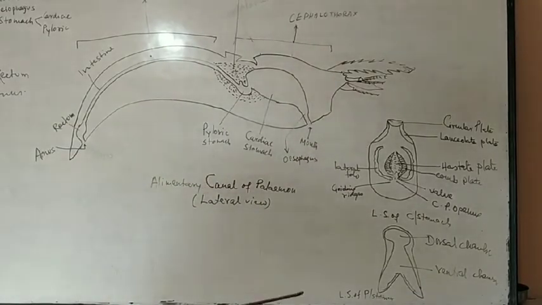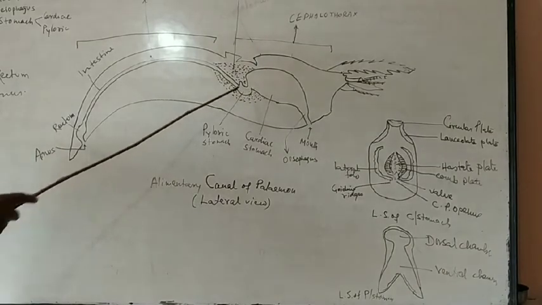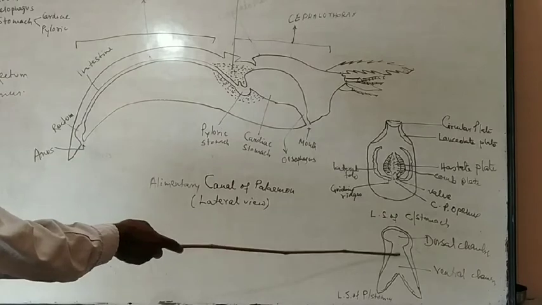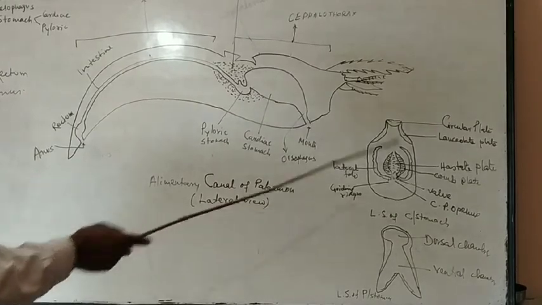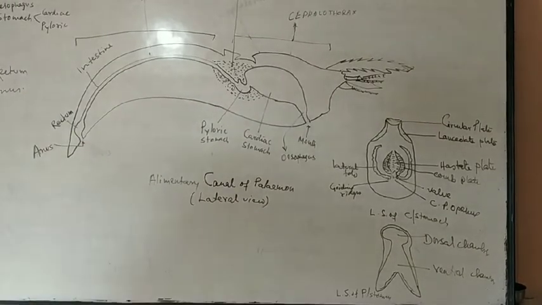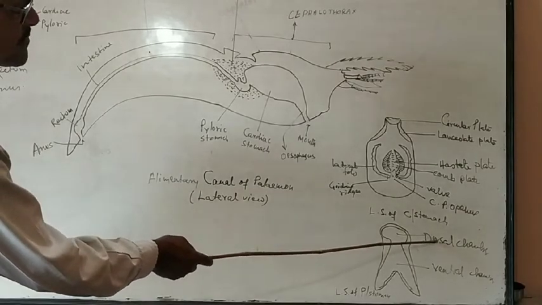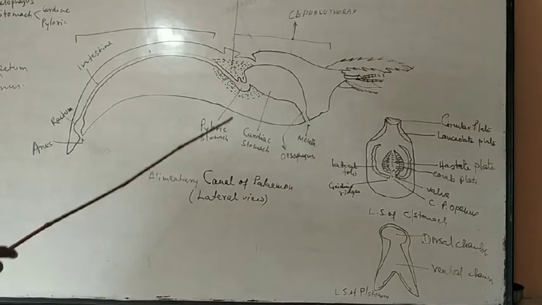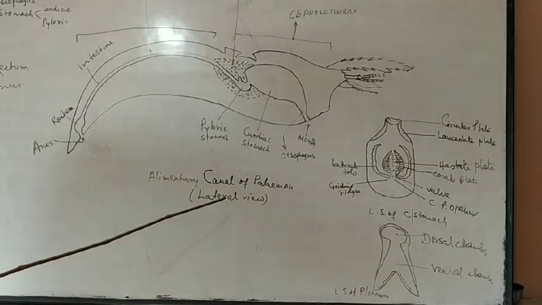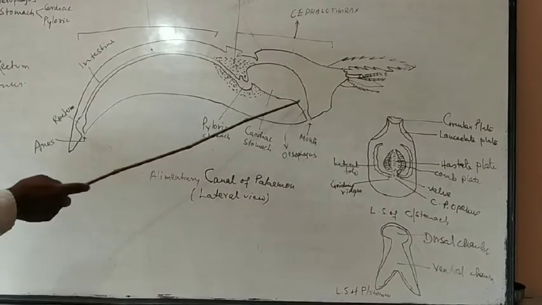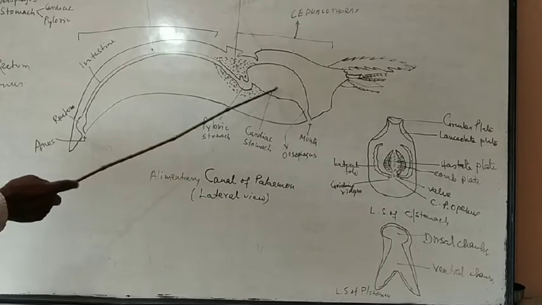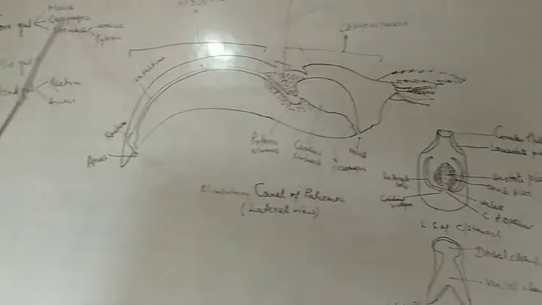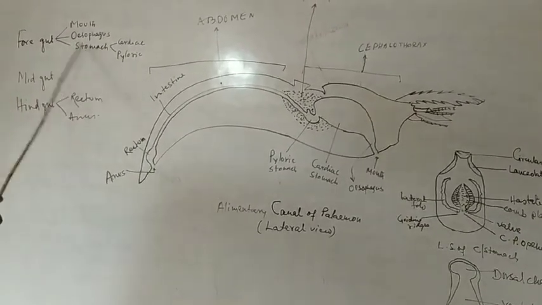And this is the pyloric stomach, whose lateral longitudinal section has been shown here, which shows dorsal chamber and ventral chamber. This is the pyloric part. So mouth, esophagus and stomach are included under foregut.